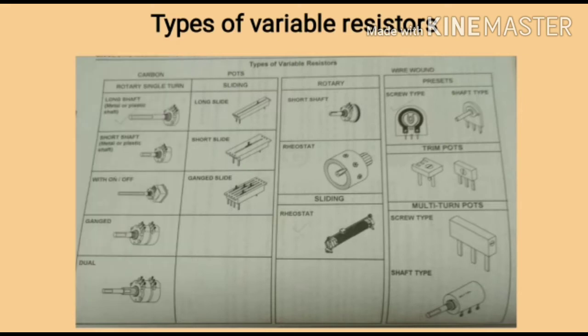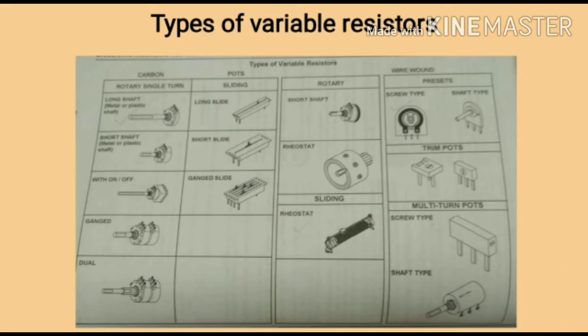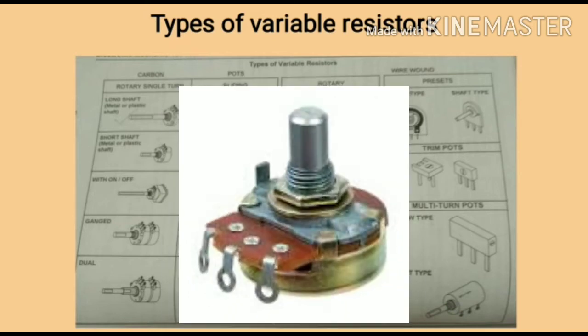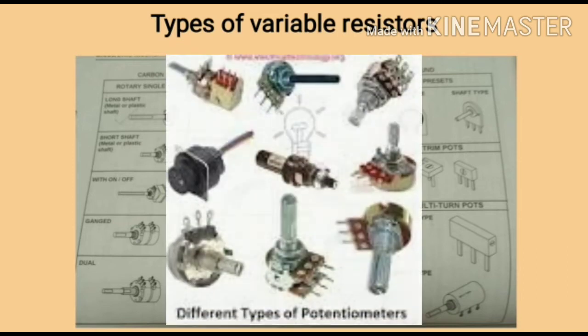Now we will go for different types of variable resistors. Variable resistors are manufactured such that its resistance value can be changed by the user. For example, commonly known variable resistor is potentiometer. Variable resistors of different types are available in the market.